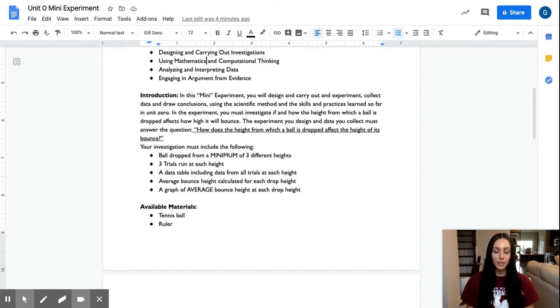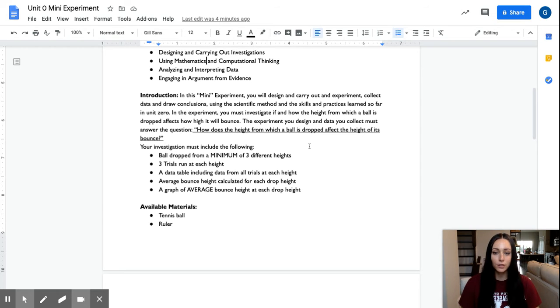So in this mini investigation, you will be designing your own experiment, carrying out the experiment that you design, collecting data from the experiment, and using that to draw a conclusion. And the question that you are seeking to answer in this experiment is how the height from which you drop a ball affects how high that ball will bounce. Your investigation will answer that question, and it must include all of the following bullet points.